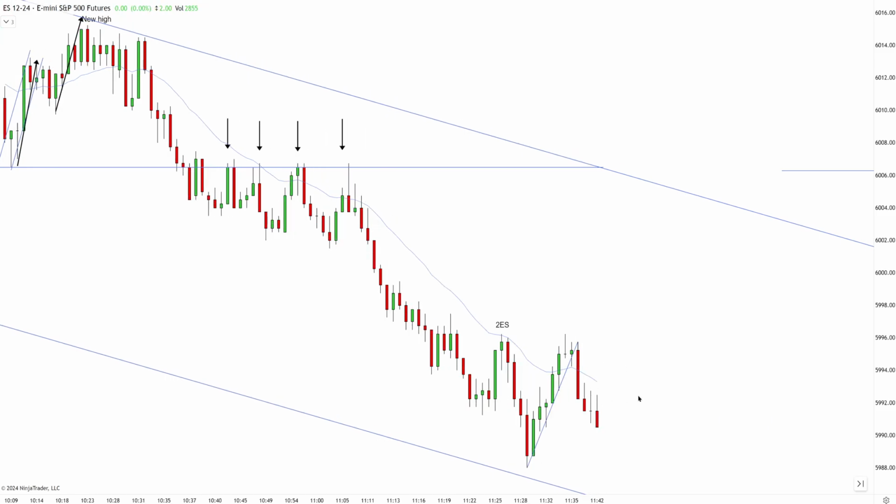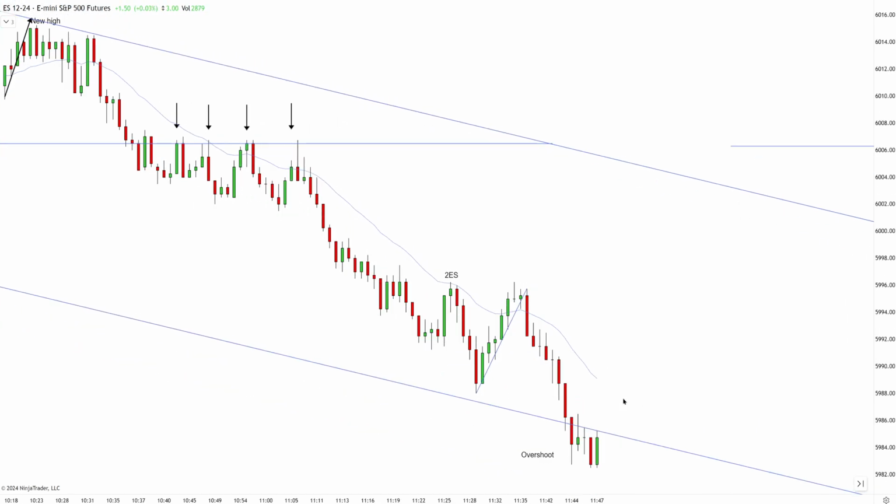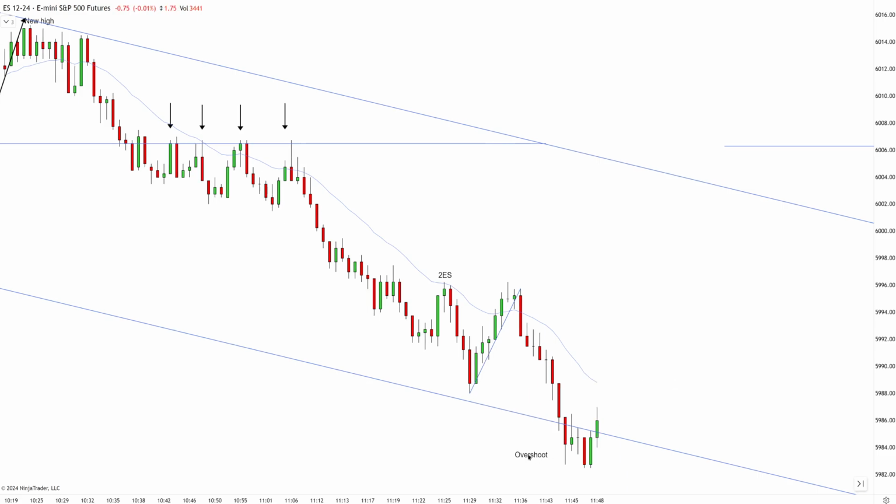Can I get a second entry short below? No, and we have overshoot. This means we can have stronger correction in the opposite direction. When you have a break of the main channel trend line, you expect a new low. When you have the break of the secondary, we call this trend channel line, this is overshoot.